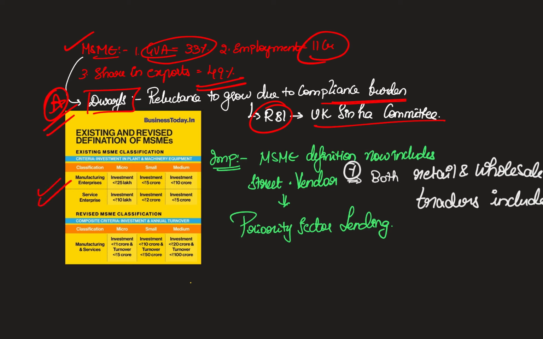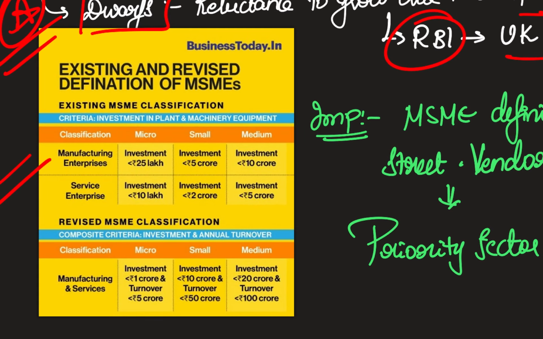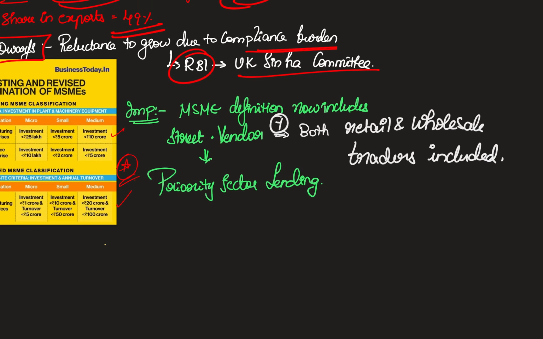to go for a revision of the very definition of what is known as the MSME sector, or micro, small, and medium industries. So before that, there was a lower level of investment. Now we have moved towards a higher level. So just remember this new definition by downloading this PDF. Another important point mentioned in the economic survey is the definition of the MSME sector.